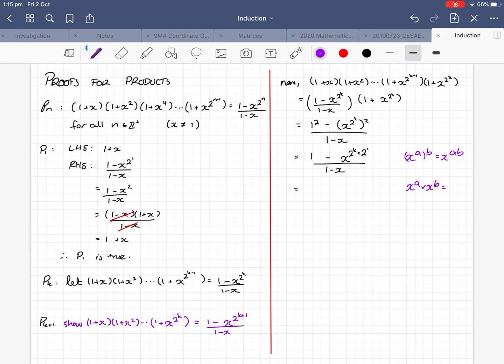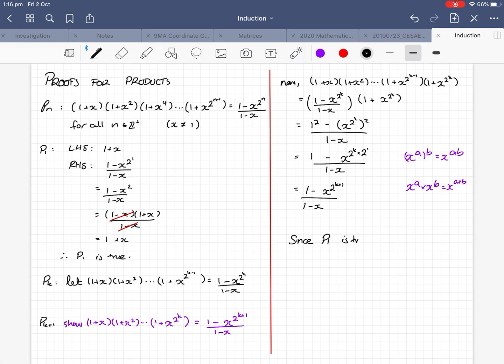First index law, if you've got the same base, we can add those powers together. So you get (1 - x^(2^(k+1))) all over (1 - x). And again, because I did think about it beforehand, I sort of went, what is it that I want to see? I'm now seeing that quite clearly in front of me. So now we get to our final statement.